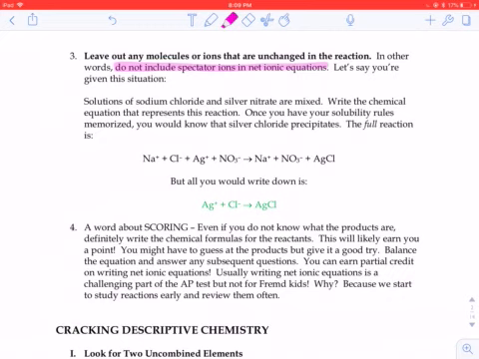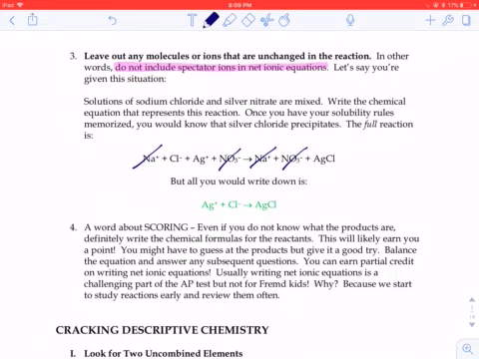They're in the beaker where the chemicals are being mixed, but we don't show them in the net ionic equation because they're spectators. Just like a spectator at a sporting event sits on the side and doesn't participate, we don't show them in the balanced net ionic equation, because they're not doing anything.